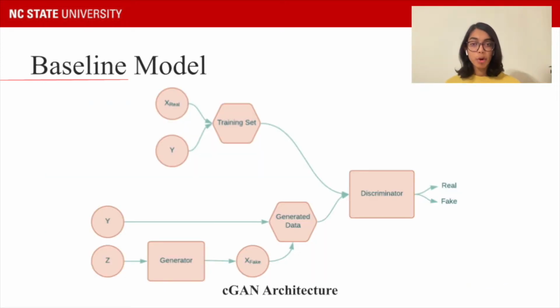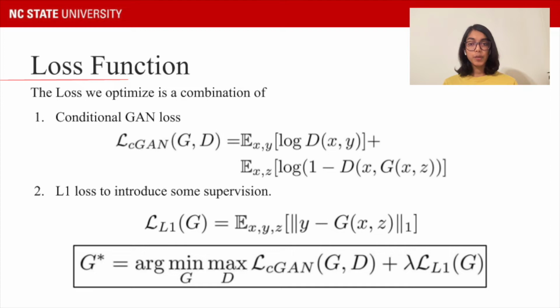So for a baseline model, we have a conditional GAN architecture where the condition is a grayscale image, which we provide to our generator, and it then generates the image and combines it. Then along with the training data, we give these two to the discriminator, which discriminates between fake and real. The loss function that we use here is a combination of conditional GAN loss and L1 loss, and we finally use this combination in order to predict our outputs.